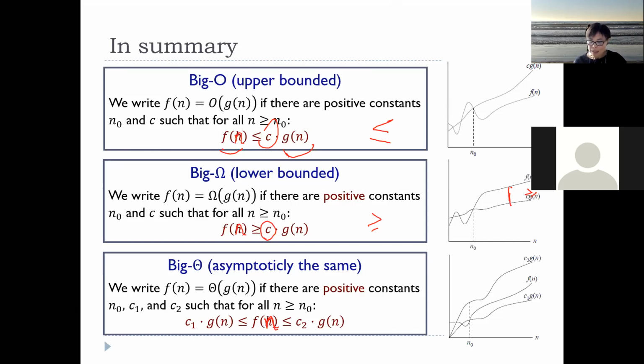Big theta means that they're tight. f of n is both smaller than constant 1 times g of n and also bigger than constant 2 times g of n. So intuitively, they only differ by a constant factor, which means that they're of the same scale. In this case, we consider the two functions to be asymptotically tight. They are asymptotically the same as each other. All right, so I'll stop here.